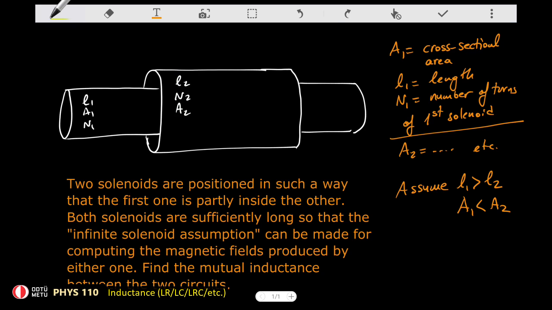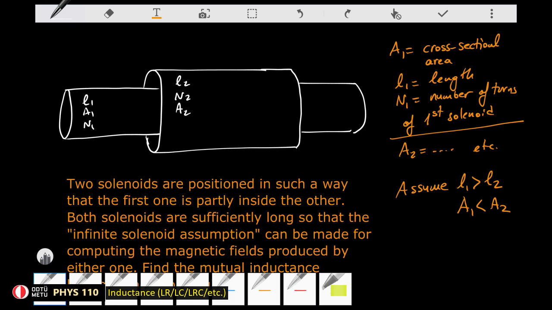I'm going to assume that my solution depends on these assumptions: the first one is longer than the second one, as shown in this figure, and the first one has a smaller area than the other one. As a result, they can be positioned like that. You can also solve the problem by assuming that both the length and the area of the first one are larger than the other one. It can be solved like that. There is no problem, but I suggest that you actually do it by yourself.